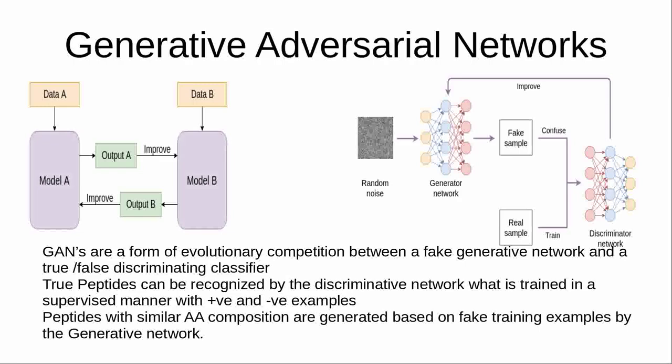So over a few iterations or epochs, the network, which is a form of supervised learning, actually has an evolutionary competition and learns to discriminate between real bioactive peptides and false ones. But in the process, it also generates a lot of novelty.